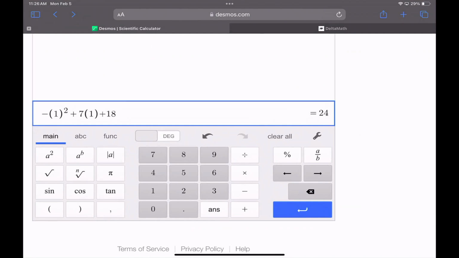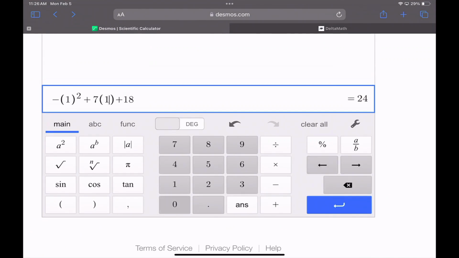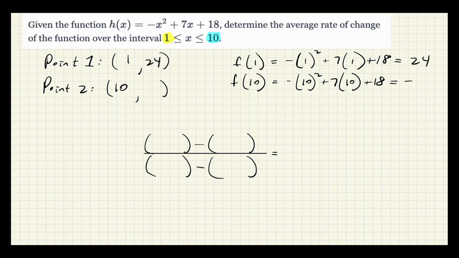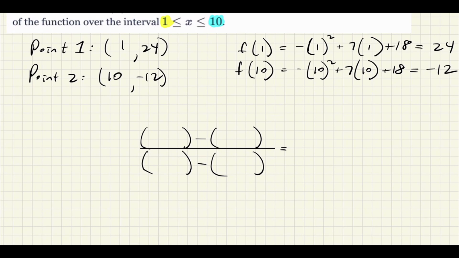Then I'm going to plug in positive 10. The next dot is at 10, negative 12. Right 10, down 12. That's where the dot would be. Okay. y2 is negative 12. y1 is 24. x2 is 10. x1 is 1. So I get negative 36 over positive 9, which makes negative 4.